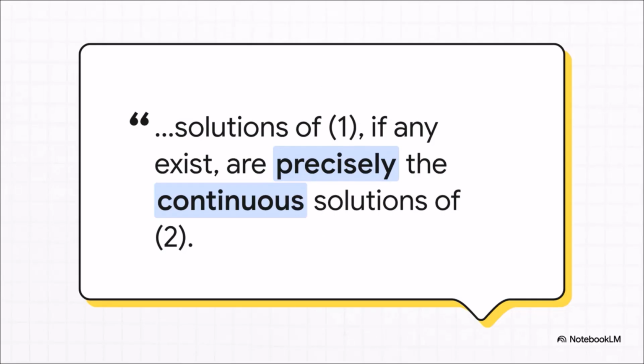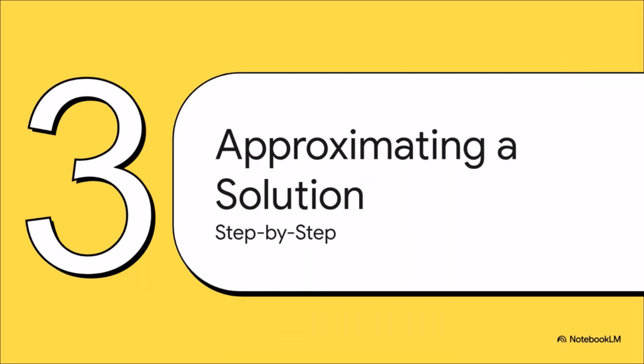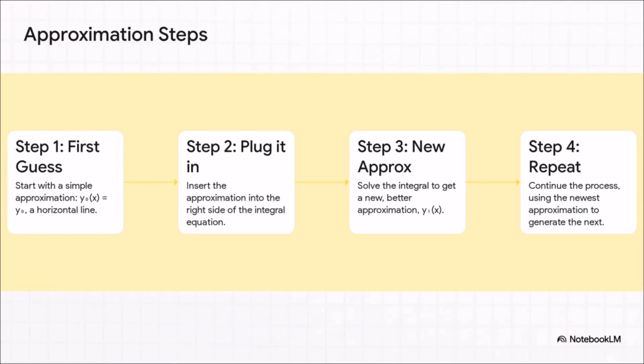And don't just take my word for it. The math itself spells it out perfectly. The key takeaway here is that solving our original, tricky problem is exactly the same as solving this new continuous integral version. And guess what? This new one is way easier to get your hands on. So why does this matter so much? Well, this new integral form is amazing because it lets us build the solution piece by piece. We don't have to find the whole thing in one giant leap. We can start with a really simple guess and just refine it over and over until we get the right answer. And this step-by-step process is called successive approximations.